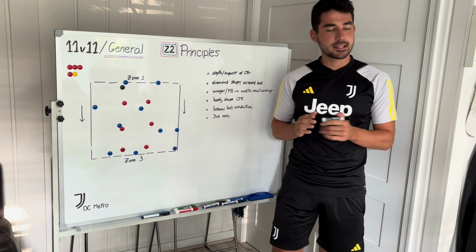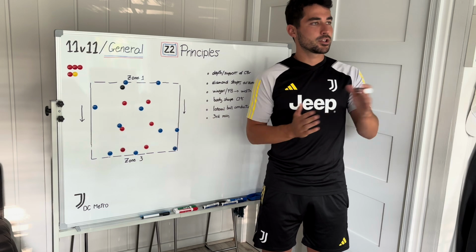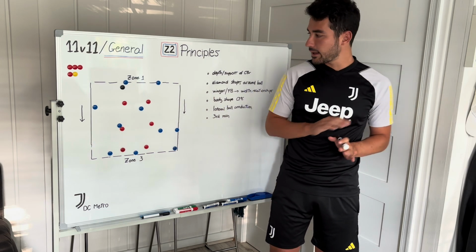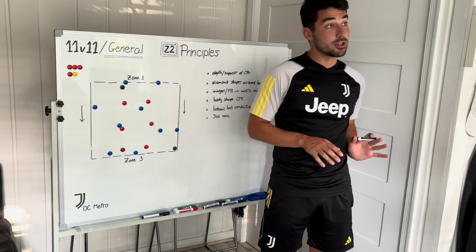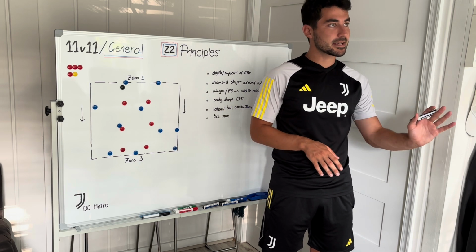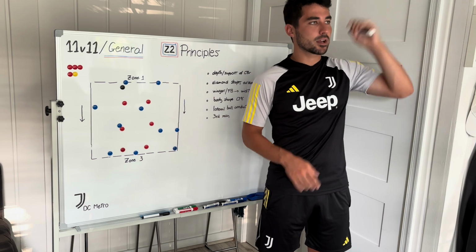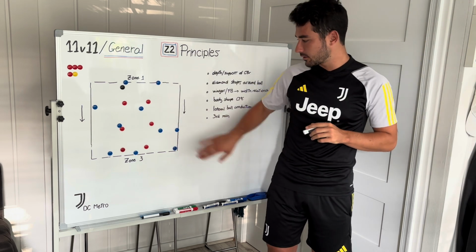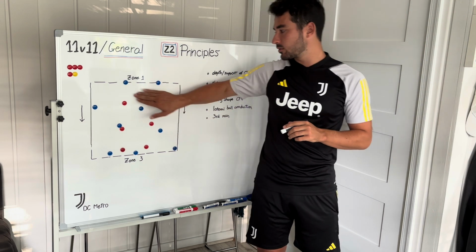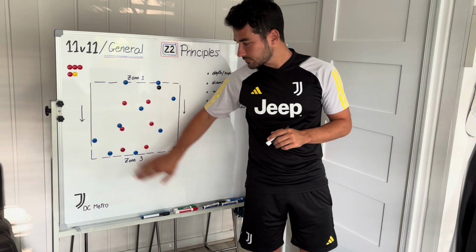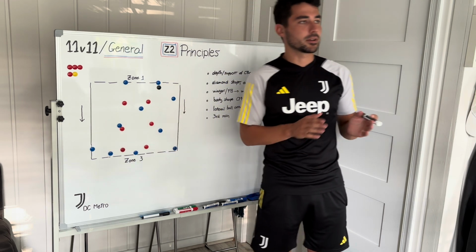All right, so we see this shifting relationship between the two fullbacks. The one on ball side drops in to give the passing angle. The other one stretches the width and goes up high in the field. Let's go back to our original scenario to highlight a specific point.